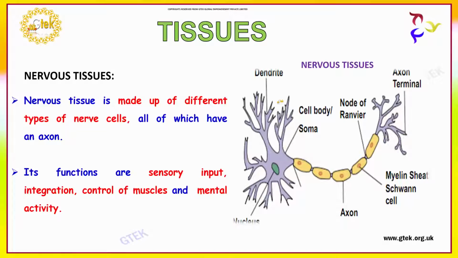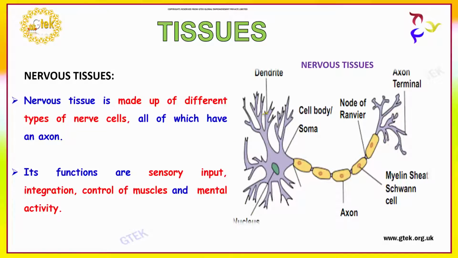Now we are going to see the last type of tissue, that is nervous tissue. It is made up of different types of nerve cells, all of which have an axon. You can see the axon terminal. This is an axon. Its functions are sensory input, integration, control of muscle and mental activity. Here you can see the nervous tissue.